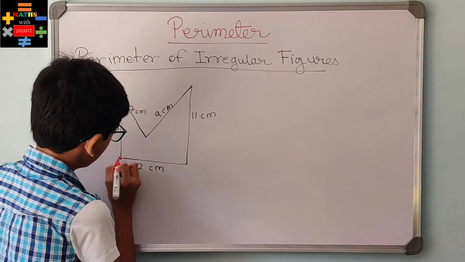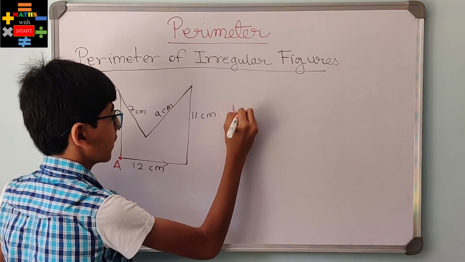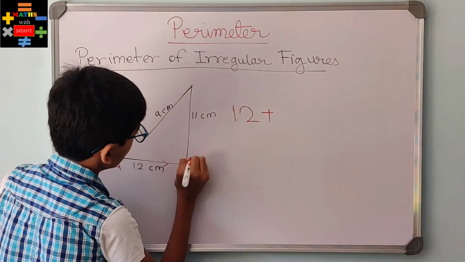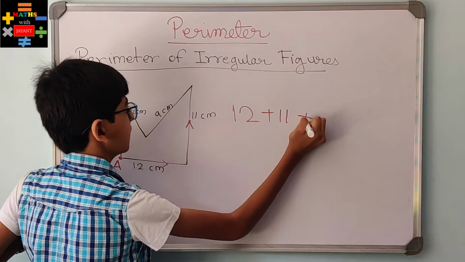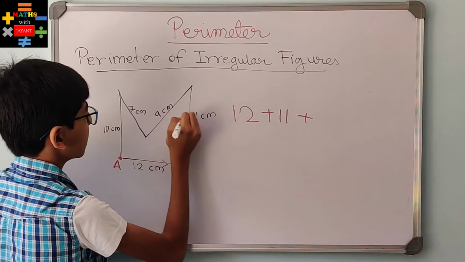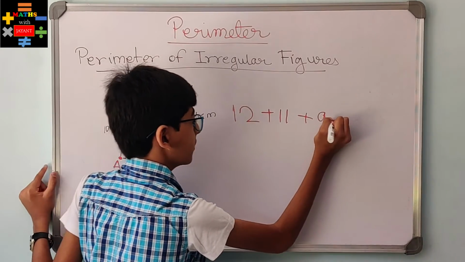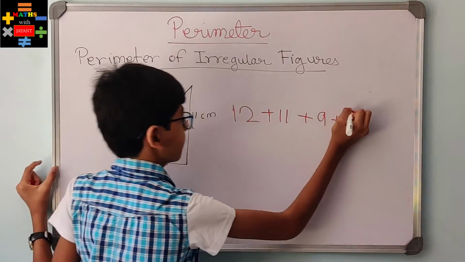So let us start. From point A we go like this. First we will take 12 centimeter. Now we will add 11 centimeter. Then we will add 9 centimeter. From here we will go like this. 9 centimeter. Then we will add 7 centimeter.